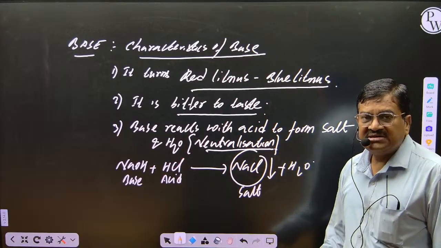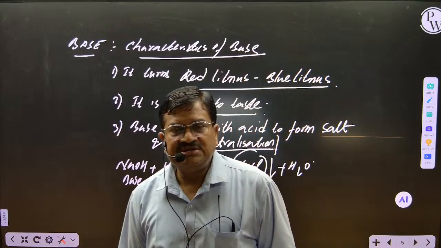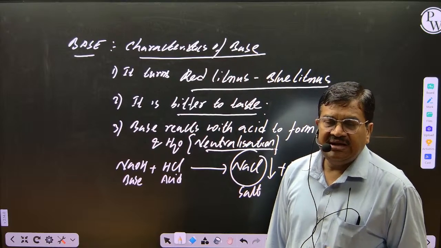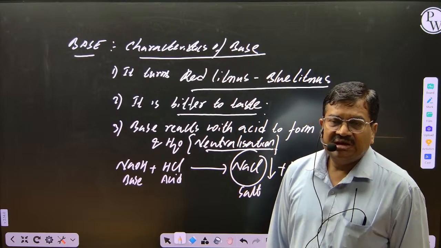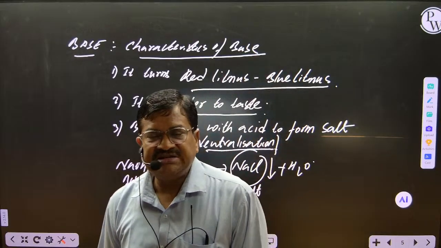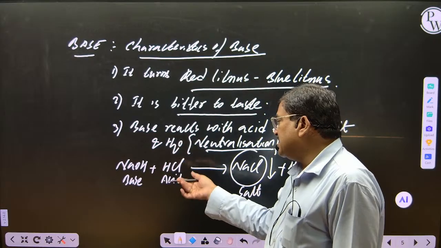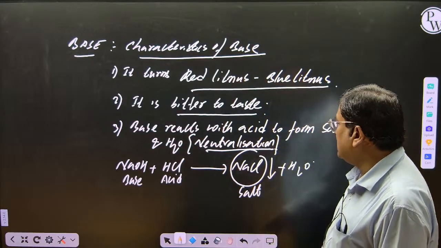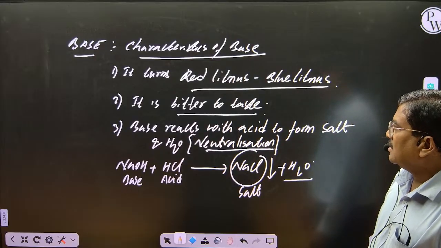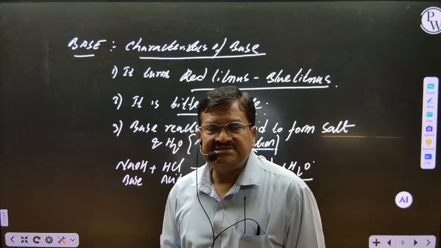So these are the characteristics of base. Simple. Base will be colorless, same as acid. In the lab, to detect base, what do we do? We take red litmus paper. If it turns red litmus to blue, we say it is base. The taste of dilute base is bitter, same as acid. Base will react with acid to form salt and water, and that process is called neutralization. Copy this.